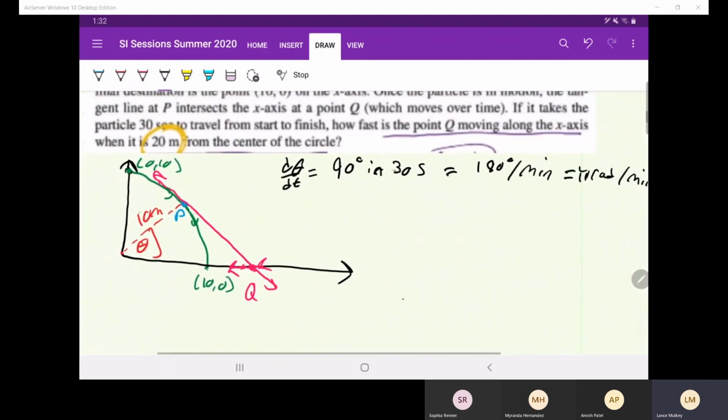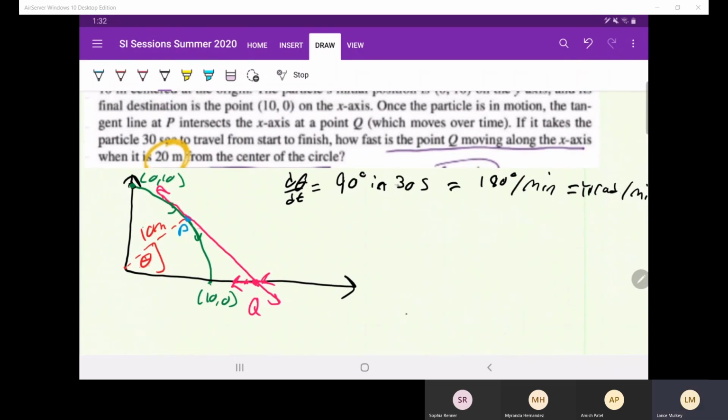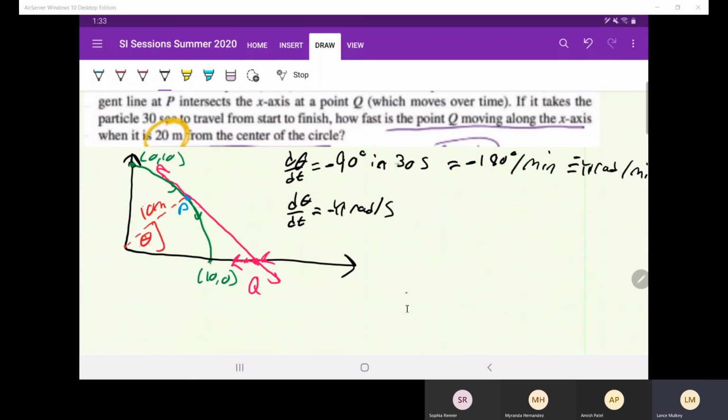This screen protector is going to drive me insane. So now we know d theta dt equals pi radians, or negative pi actually, because it's moving to the right. Because, you know, when an angle opens up, it goes counterclockwise, it gets bigger. So when it goes clockwise, it's getting smaller. So you have to do negative. So that's one piece of the puzzle.